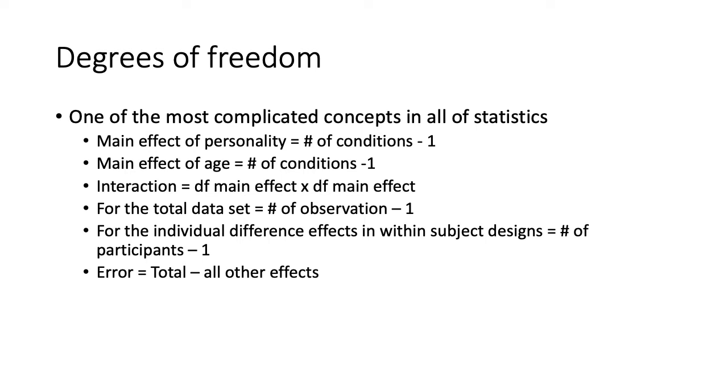For the individual difference effects, or the subject's effects, in a within-subjects design, it's the number of participants minus 1. Error equals total minus all of the other effects that you have, right? Error is just, we don't know. But essentially, at the end of the day, degrees of freedom is super complicated. It doesn't matter that much. It's just tradition that we put the degrees of freedom with our statistics. I can explain why in class, and I do plan to do that a little bit.